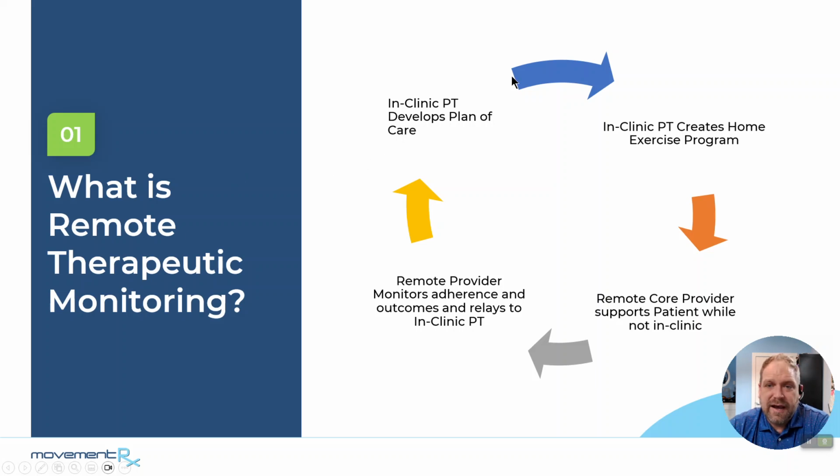So, if you look at my diagram here, we start at the top where, as a physical therapist, whether you're in outpatient or whatever setting you're in, you're evaluating the patient and creating a plan of care, right? And that doesn't change. So you do that like you normally would, whatever your patient population is. The second step, if we follow our arrows to the right in this clockwise circle, is that the in-clinic physical therapist is also going to create a home exercise program, right? That's pretty typical for most settings, most physical therapists.